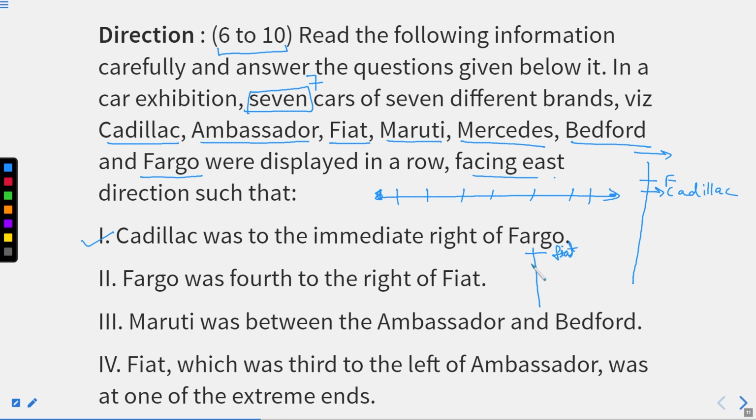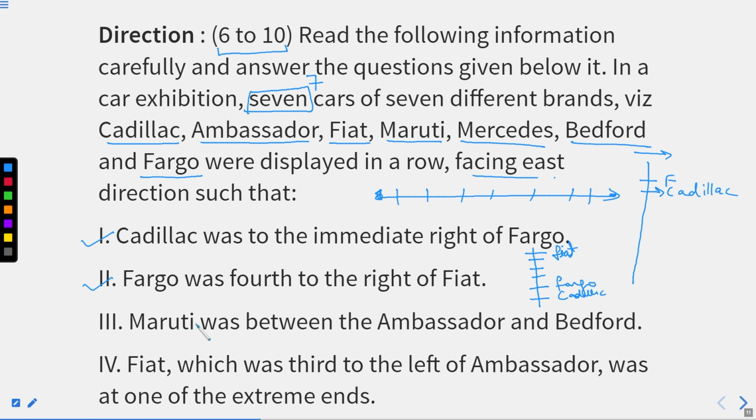So fourth right to Fate. That is first, second, third, and the fourth. The fourth right will be Farrago, right? And immediate right to Farrago is Cadillac. I hope this part is clear. Now with the help of the second instruction, we are able to reach this conclusion, right?